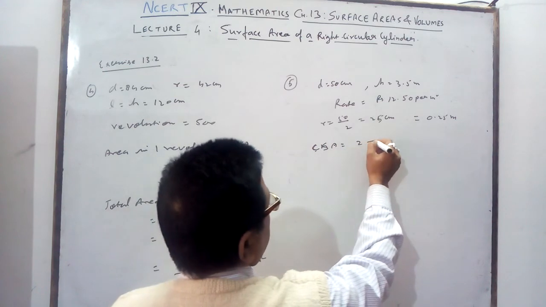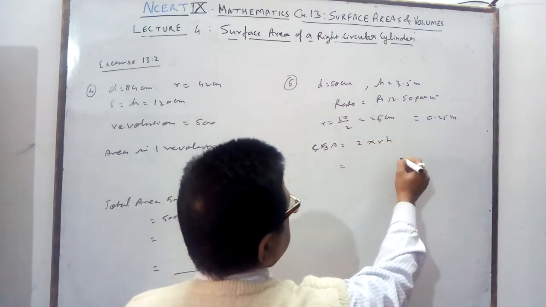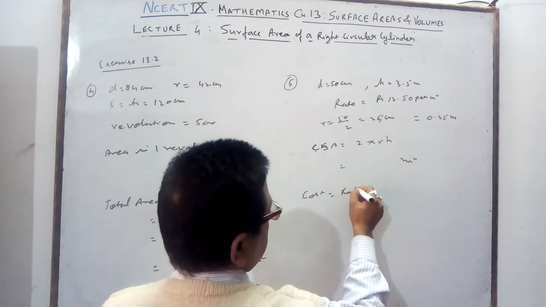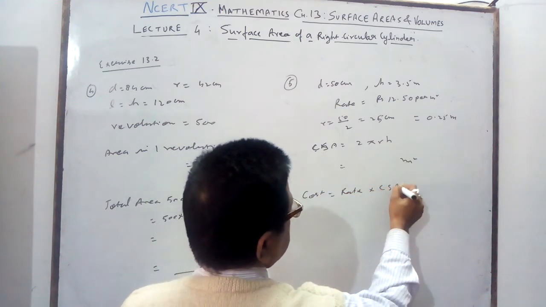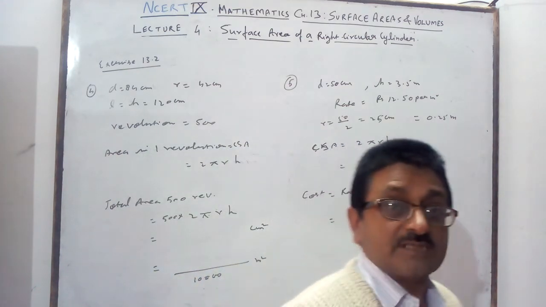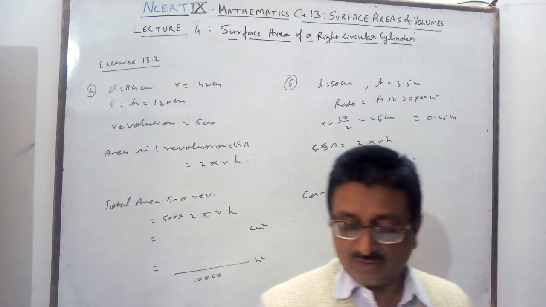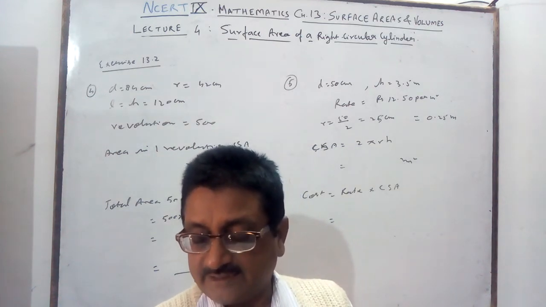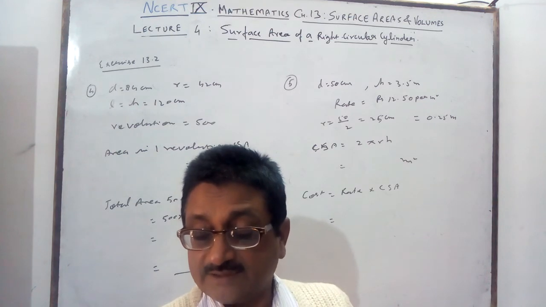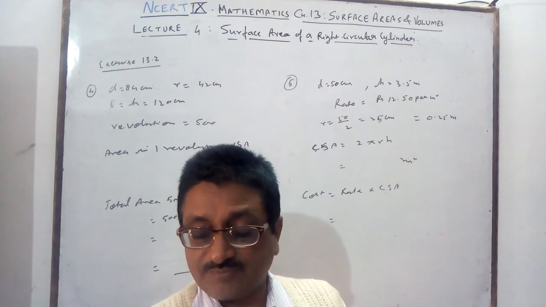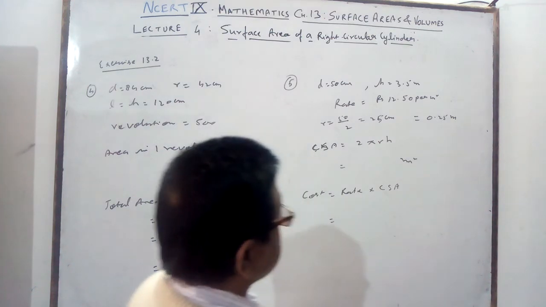So CSA is equal to 2 pi r h. You get the answer in meter square. So cost is equal to rate multiplied by CSA. What answer are you getting? You will put it here and your solution will be over. You will get the total answer. How much cost will be there to paint the curved surface area of the pillar?